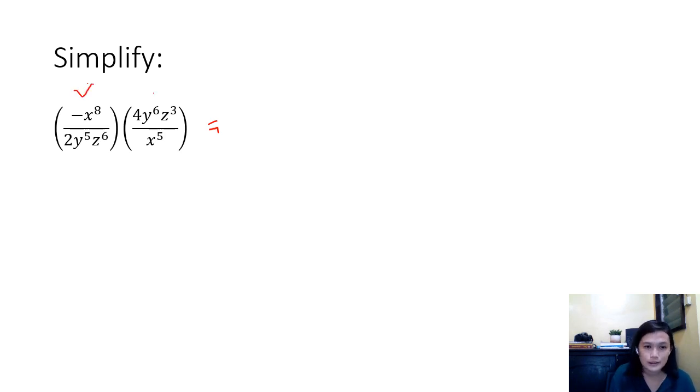Wala. How about on the second term? Wala din. But then we could write it because nag-multiply ka. So you could multiply negative x raised to 8 times 4y raised to 6z raised to 3. So you could write it as negative 4x raised to 8 y raised to 6 z raised to 3.